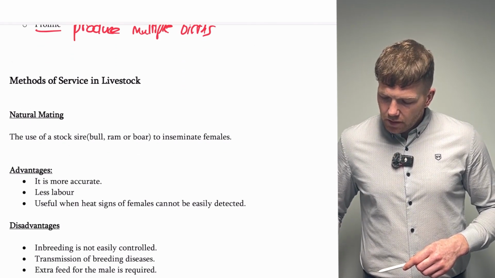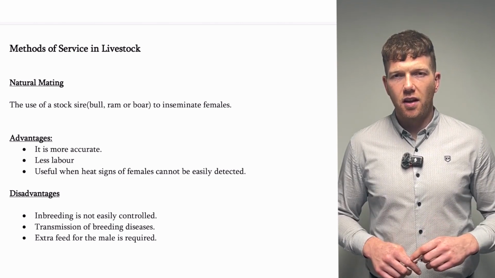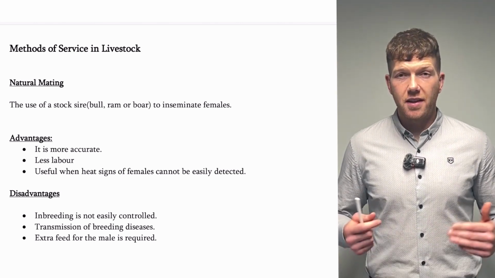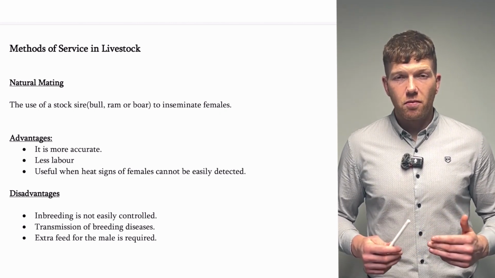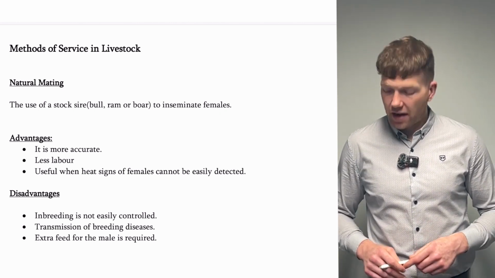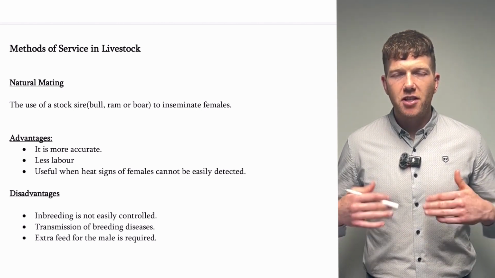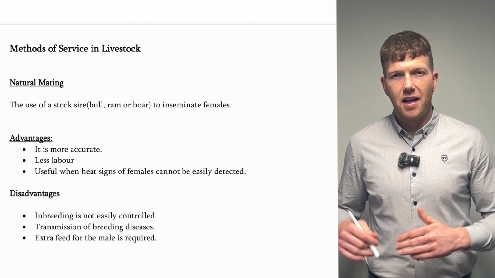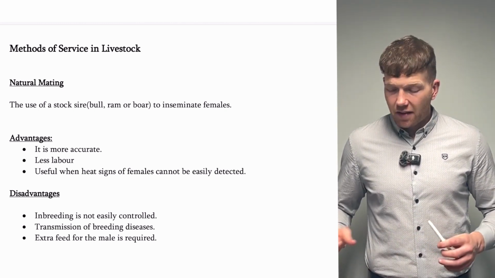Now, just looking at the methods of servicing the livestock. So the natural method, that's a stock bull. That's the example we look at there. They will do it naturally. There's less work for the farmer, so it's more accurate, and it's useful because farmers might actually pick up on the heat when an animal is in heat. We'll be going through exactly how farmers know that an animal is in heat in a second. But that's some of the advantages.